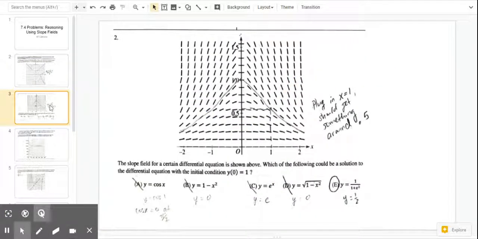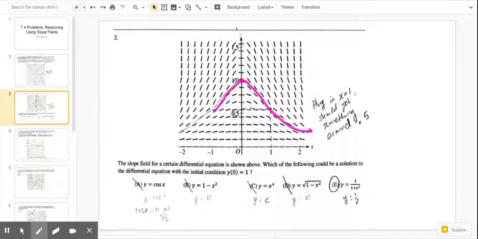All right, next one is multiple choice. They give us a slope field. Which of the following could be a solution to the differential equation with the initial condition y of 0 equals 1? So that's where this point up here comes from. So x is 0, y is 1. So first thing I did here was I drew, to the best of my ability, the solution curve by following along with the slopes given.